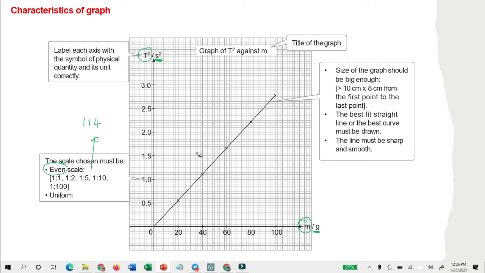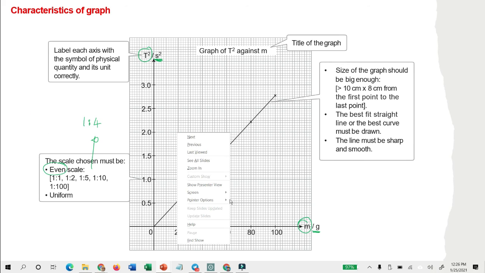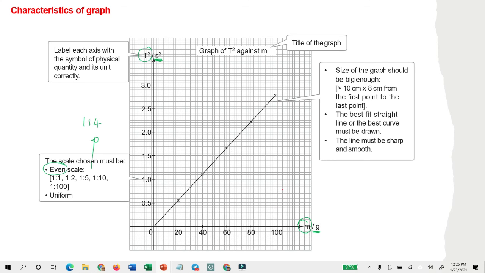Don't use 1 to 3, and don't use 1 to 6. Don't use all of these.